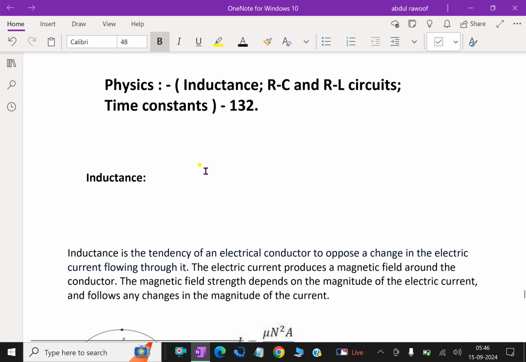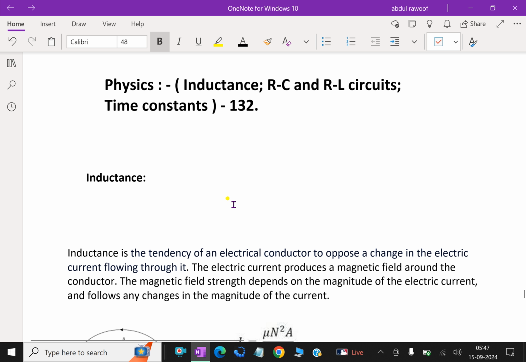Before that, what is self-inductance? A coil can induce an EMF in itself. If the current in a coil changes, the flux through the coil due to the current also changes. This is called self-inductance.